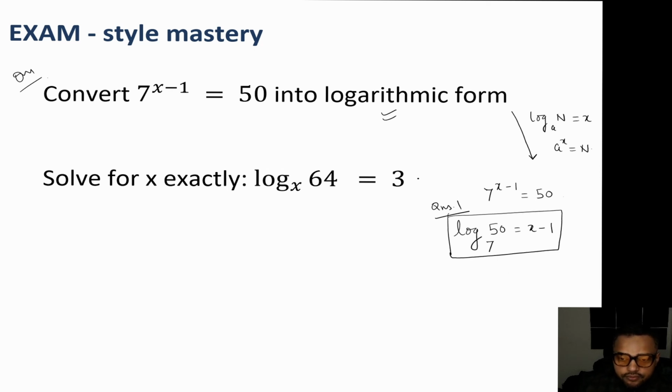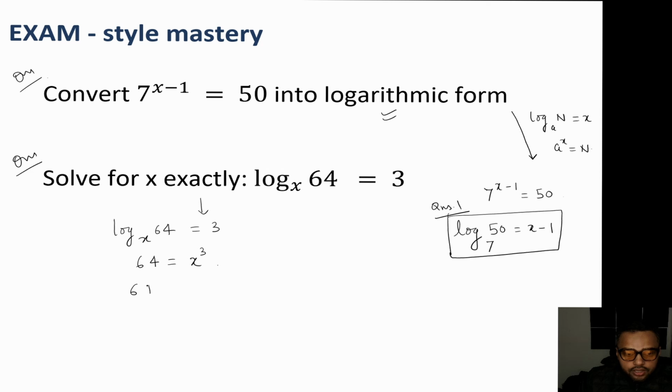Don't get confused. Many of the students will mix up the base. They will write it as log of x negative 1 base 50 equals to 7, which is wrong. Now let's move to the second part of this question, that is log of x base 64 equals to 3. If I decode it further, we get log of x base 64 is equals to 3. So when we rewrite it in the form of indices, it will be 64 equals to x raised to the power 3.